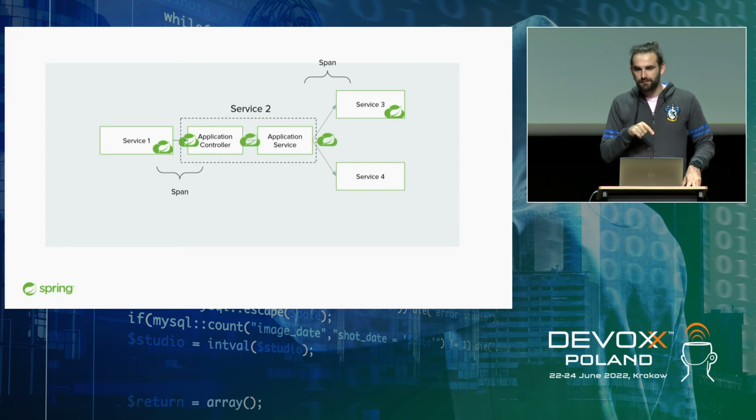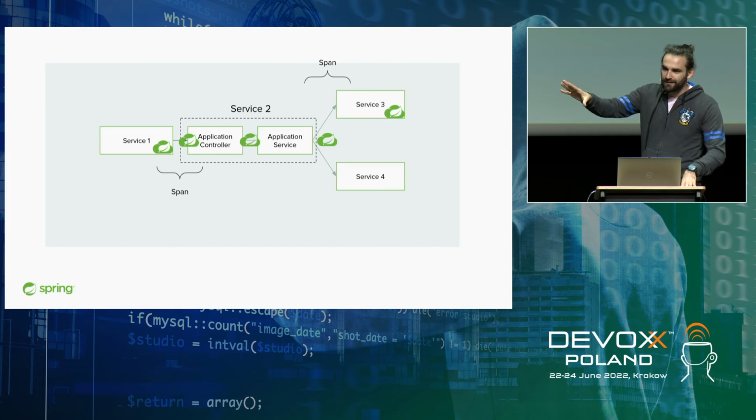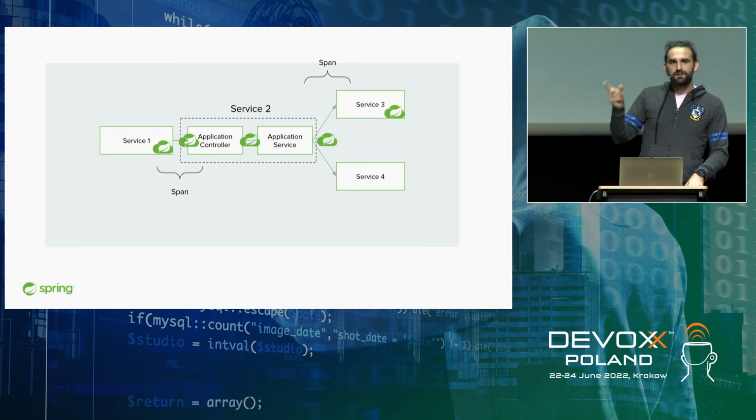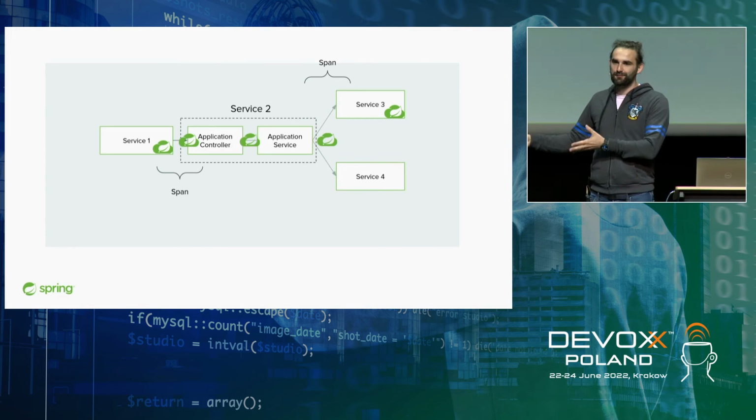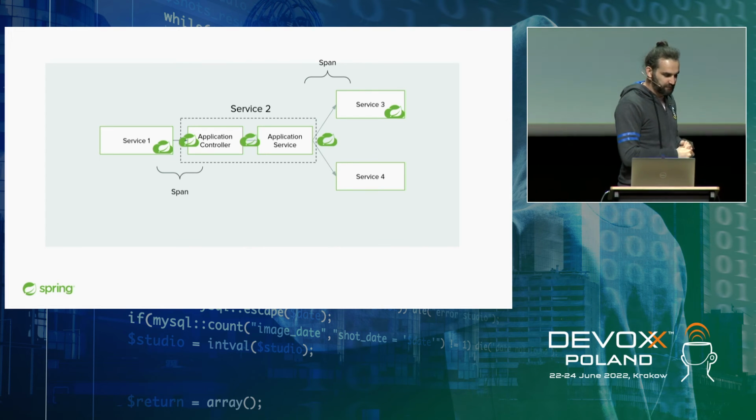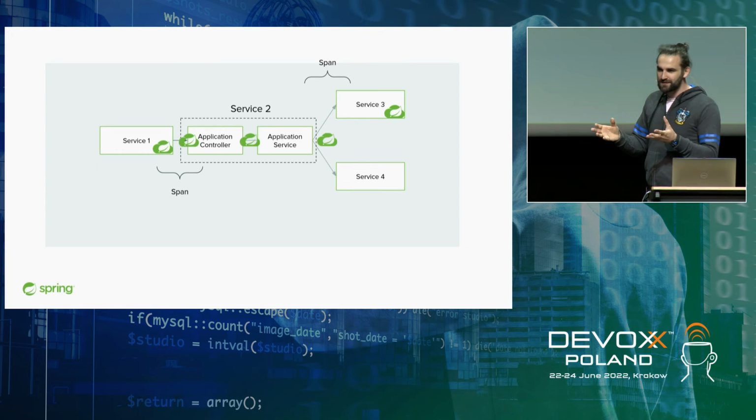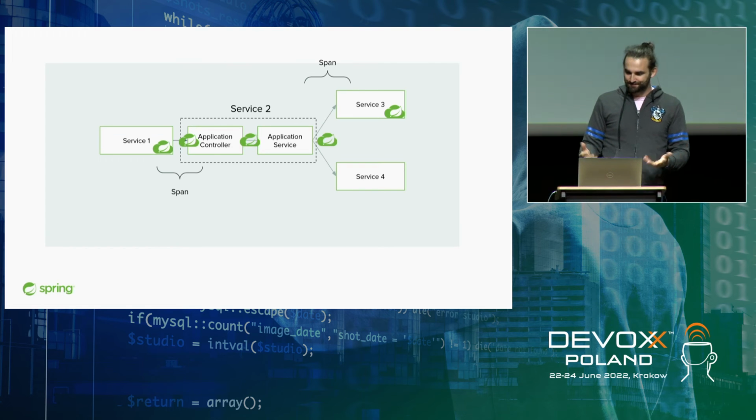If service 2, for example, from the controller, for some reason, spawns a new thread to do processing in application service, you need the framework to propagate the tracing information to the new thread. If you're using RX or whatever tool of your choosing, same thing. Dedicated HTTP clients, you need to instrument them. So nothing comes for free, something has to do it.